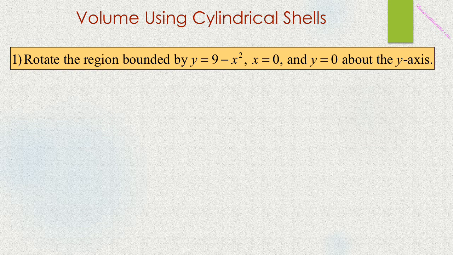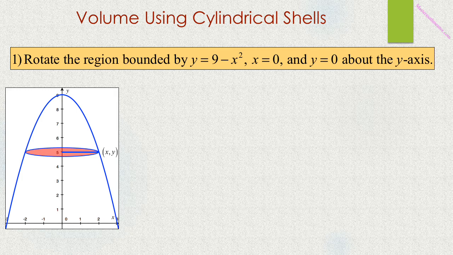Our first problem is to rotate the region bounded by y equals 9 minus x squared, x equals 0, and y equals 0 about the y-axis. We will attack this in two different ways. First, our traditional disk washer method, and then the shell method.